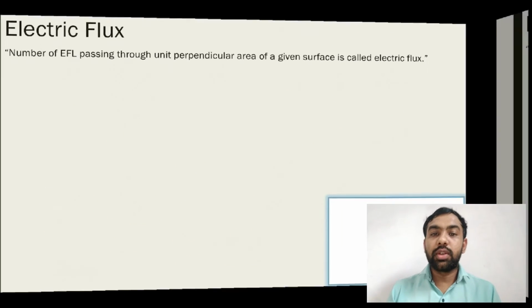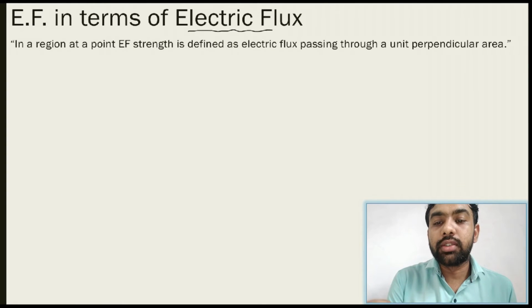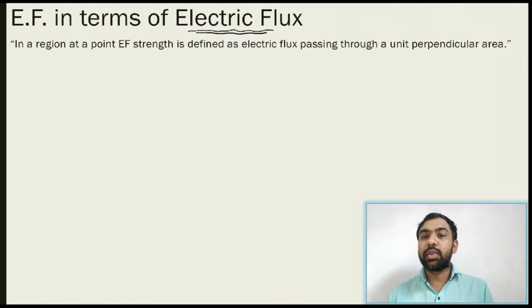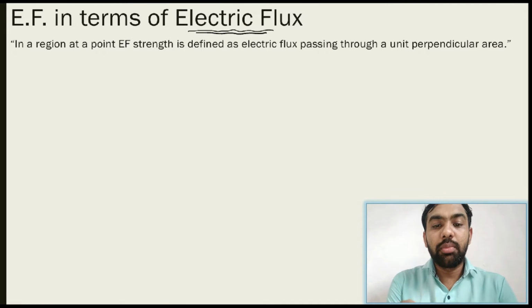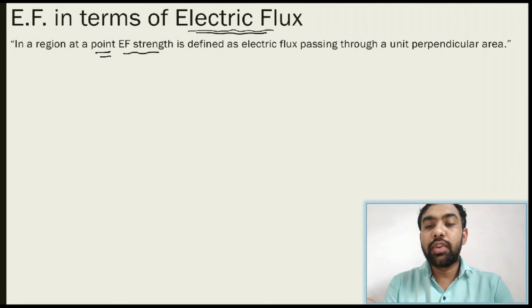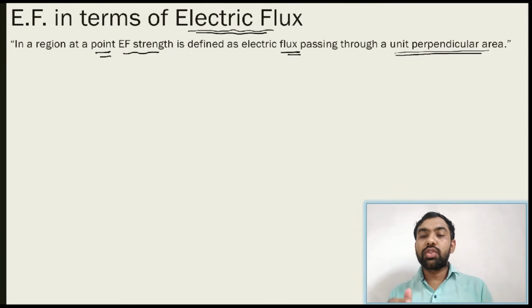Let's see the next one. Electric field in terms of electric flux. If you have to give just some idea about the electric field in terms of electric flux, then how do you represent it? So simple. In a region at a point, electric field strength is defined as the electric flux passing through the unit perpendicular area. Means how many field lines.